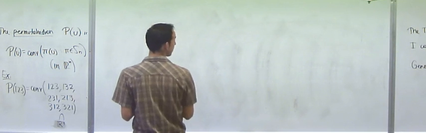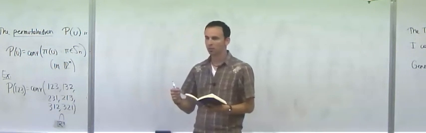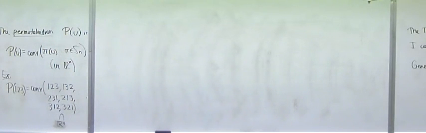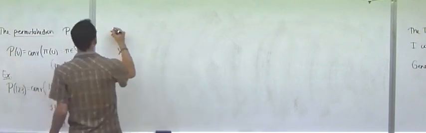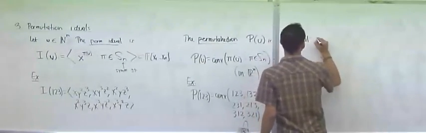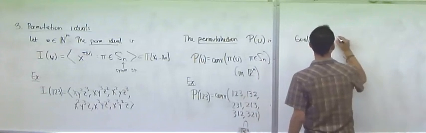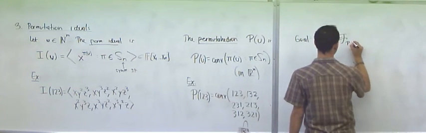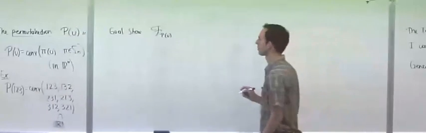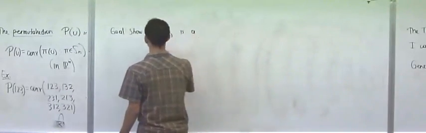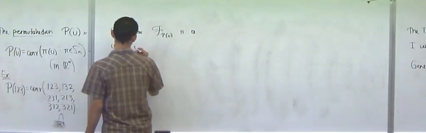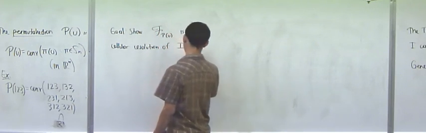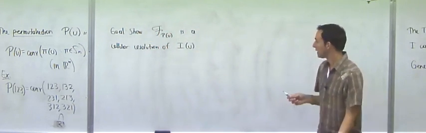But okay. So what I want to do is basically use the permutahedron to resolve the permutation ideal. Okay? So that's our goal. Goal is to show that when we do the free resolution with respect to this permutahedron, we will show that this is a cellular resolution of our ideal. Okay. Now, how long is this resolution?